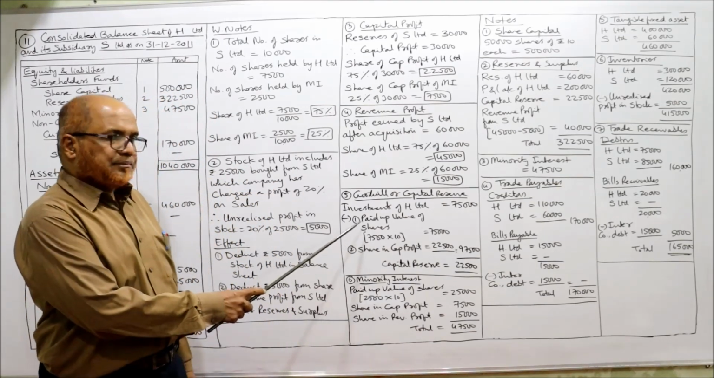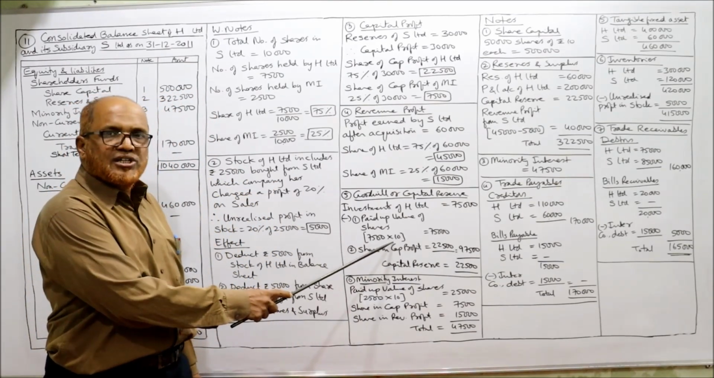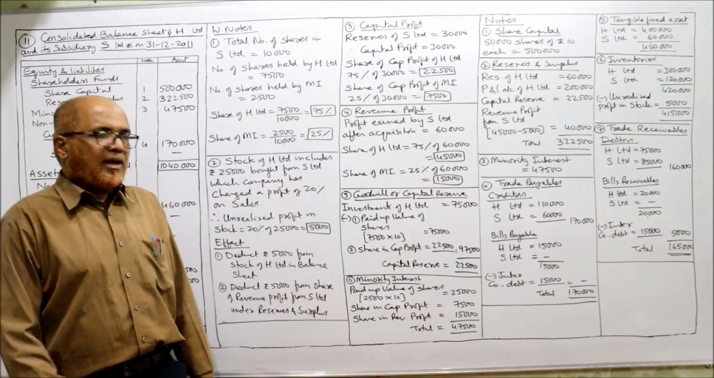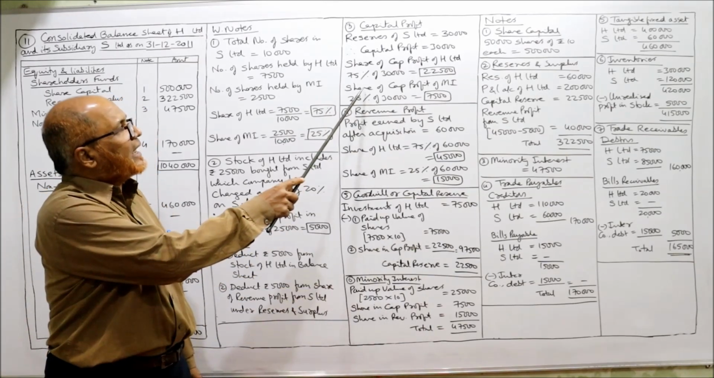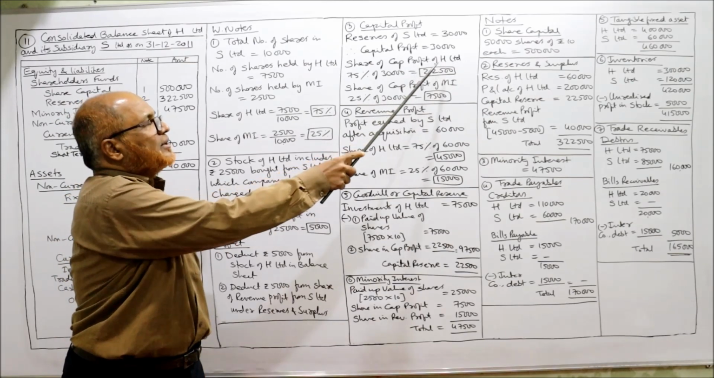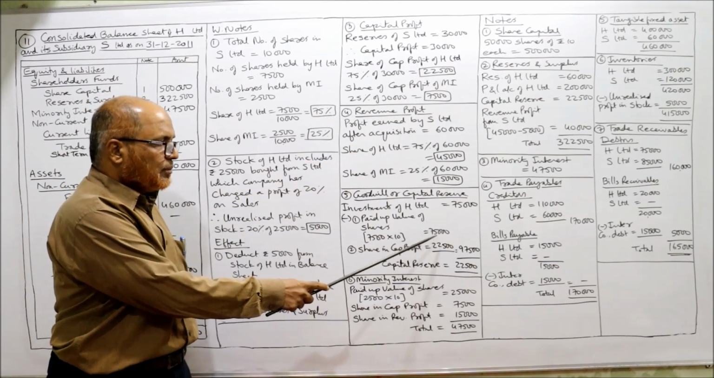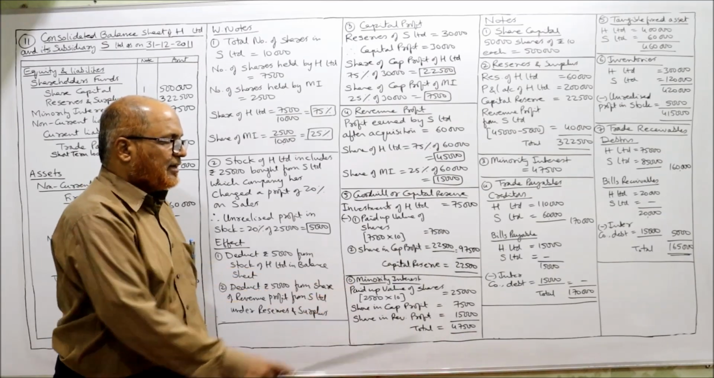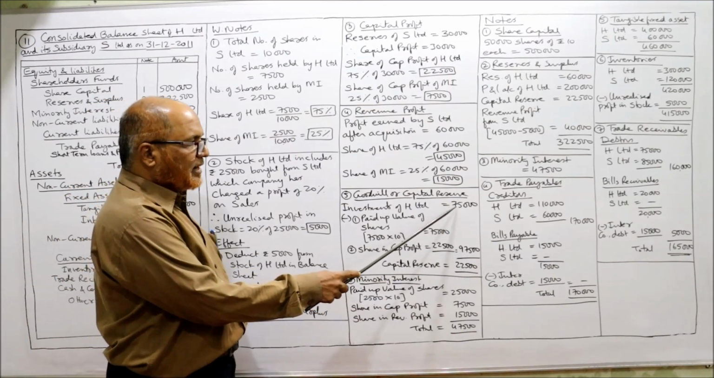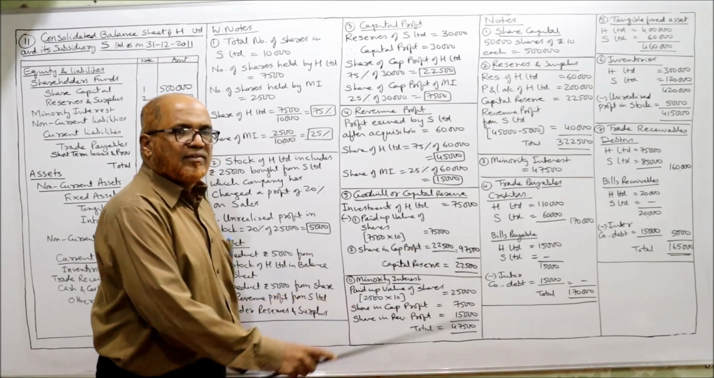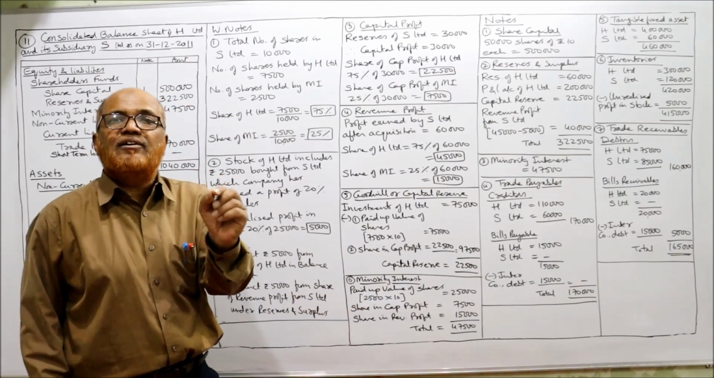Paid up share capital is 7,500 shares into 10 rupees, 75,000, and the share in capital profit of H Limited, which we have calculated, is 22,500. So 75,000 plus 22,500 is 97,500. Now subtract: 75,000 minus 97,500, you are getting a negative figure.